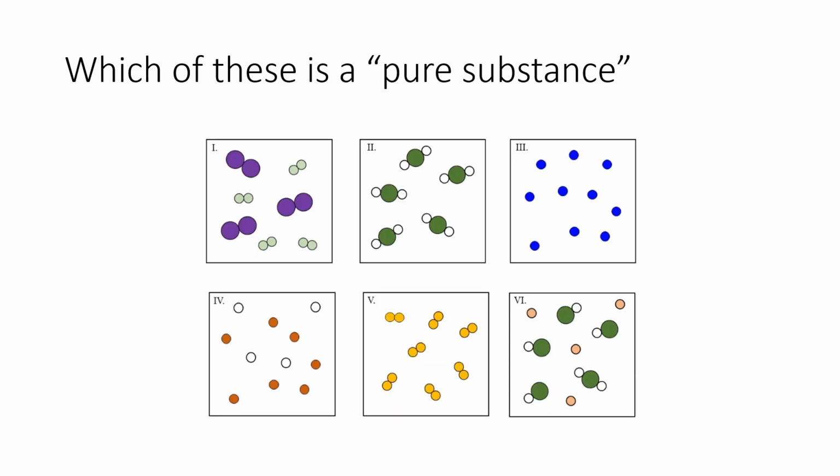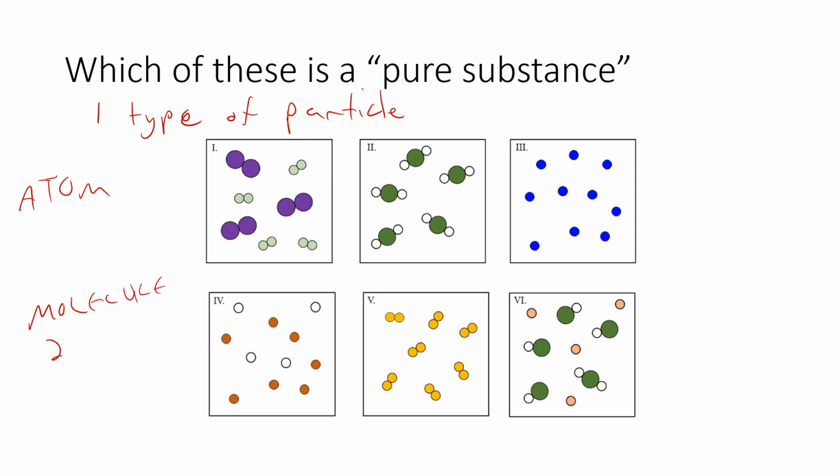Now, when we talk about pure substances, they are going to have one type of particle. And that particle could be an atom or it could be a molecule. A molecule, by definition, is two or more atoms chemically joined together. I know you don't know what that means yet, but that's okay. They are two or more atoms joined chemically.